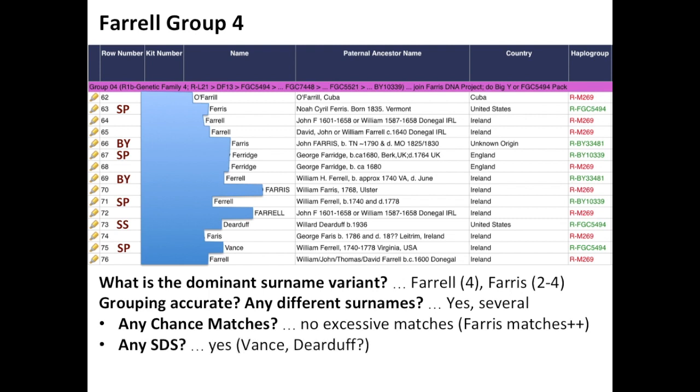There are surname or DNA switches. In fact, this Vance member says that his most distant ancestor is a William Farrell. So there has to have been some sort of surname or DNA switch along that line. The Deerduff chap has Deerduff as his most distant known ancestor. So there's no evidence of a surname or DNA switch, but it still could be possible. Where is it from? Well, Donegal, Donegal, Donegal, Donegal, Leitrim, Ulster. It seems to be around Donegal. So this could be a group of Donegal Farrells and Farris.